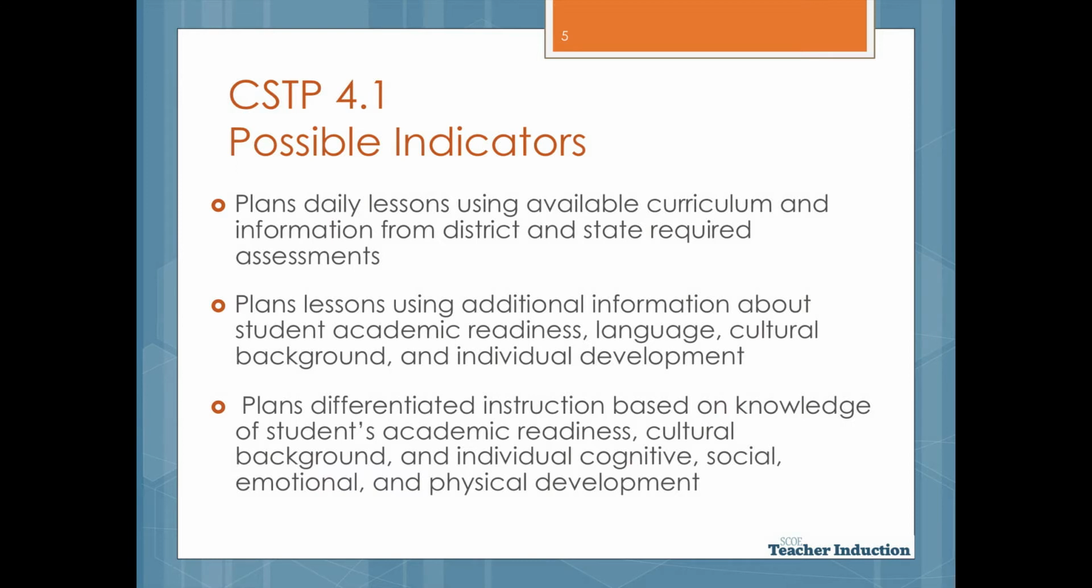As they become more experienced, teachers plan lessons using additional information about student academic readiness, language, cultural background, and individual development. They are increasingly aware of potential bias and seek to learn about culturally responsive pedagogy. As their experience broadens, teachers plan differentiated instruction based on their knowledge of students' academic readiness, cultural background, and individual cognitive, social, emotional, and physical development. They consider potential sources of bias and stereotyping when planning lessons and incorporate responsive pedagogy into their instruction.